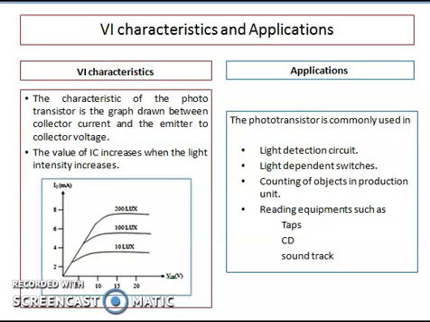On the x-axis we have the voltage, and on the y-axis we have the collector current. This graph is drawn for various intensities, that is 10 lux, 100 lux and 200 lux, and we can find that for the same voltage, whenever the intensity of light increases, the collector current increases proportionately.